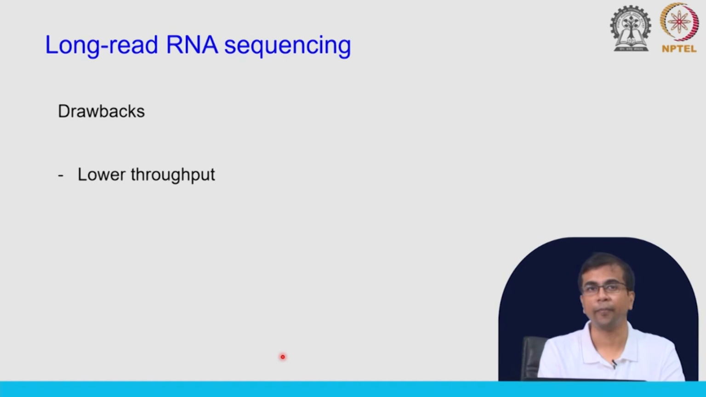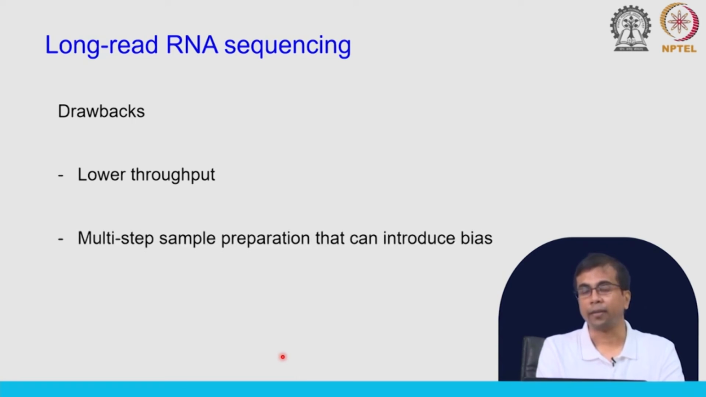What are the drawbacks then? One is of course the low throughput. They have lower throughput than the Illumina platform at this point, but of course, this might increase in future. And you also have multi-step sample preparation in this process. If you are going for PacBio SMRT, you have to do the amplification again, and this can introduce bias.